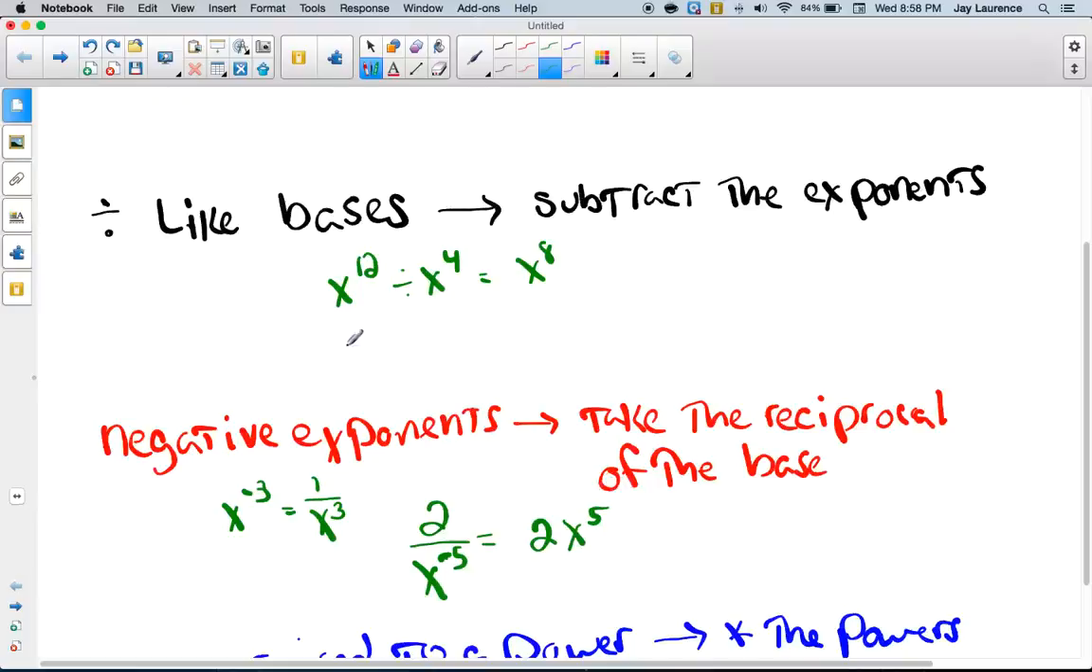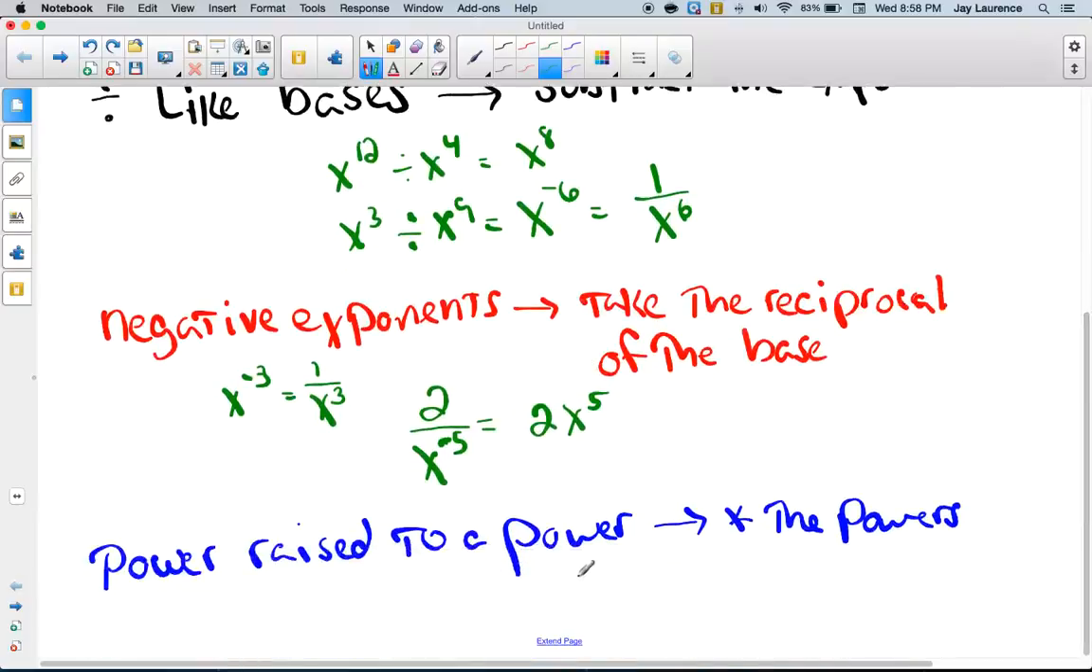Okay, bouncing back up here, if I had x to the third divided by x to the ninth, that would equal x to the negative sixth, and then I would have 1 over x to the sixth. And there you go.